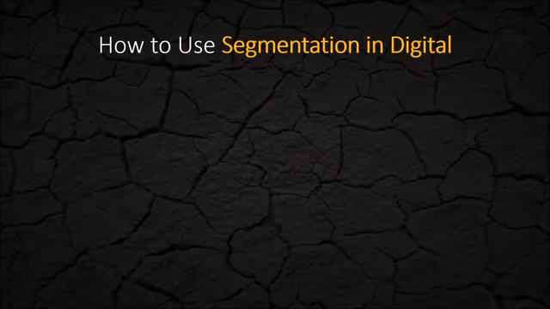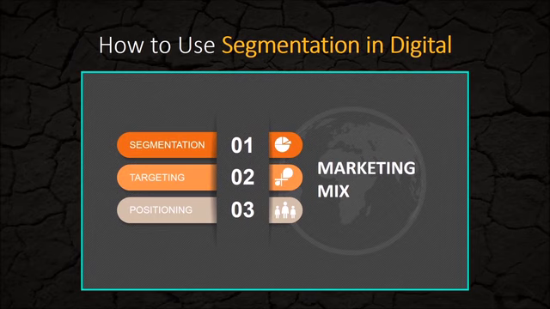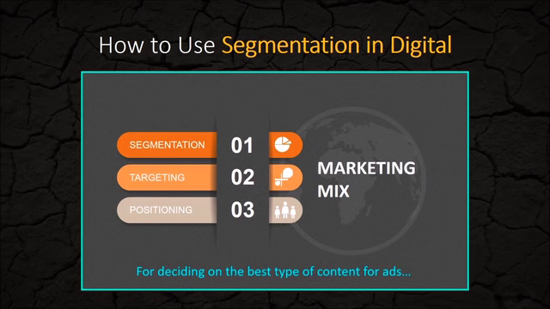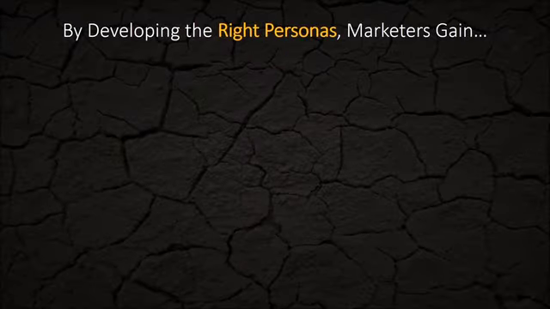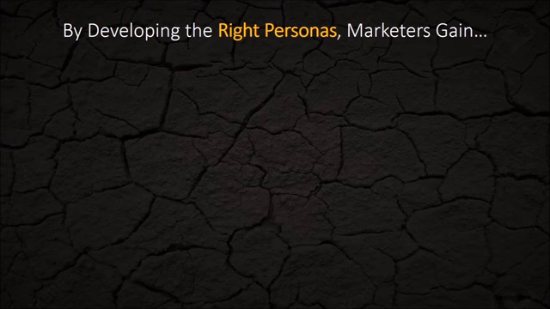In digital marketing, STP is an acronym for segmentation, targeting, and positioning. Most digital marketers are familiar with this model because it's quite effective for deciding on the best type of content for ads. The STP strategy uses marketing personas to target the right messages to the right customers. By developing the right personas, marketers gain the following 4 advantages.